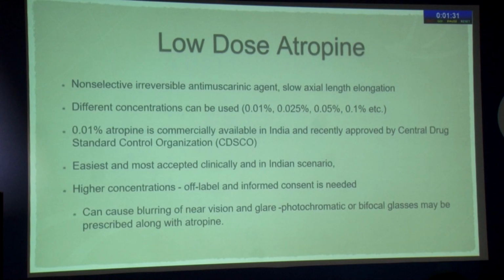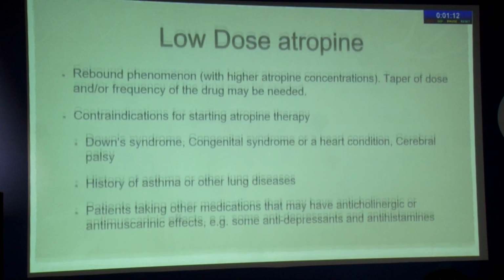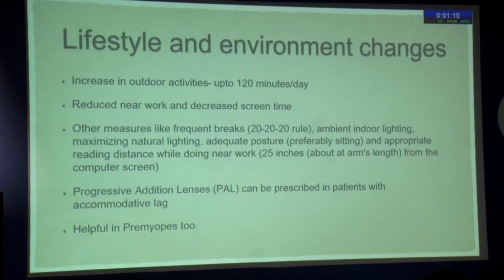Higher concentrations can be given if the patient is still progressing. But when we give higher concentrations, there are problems of near vision and glare, and photochromatic glasses and bifocals can be required in such cases. Low-dose atropine does have a rebound phenomenon, especially when the higher concentrations are used. We have to take care of the contraindications for use of atropine, and we should not be giving atropine in those children.